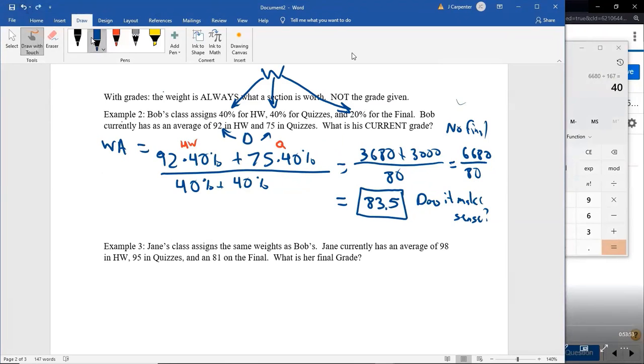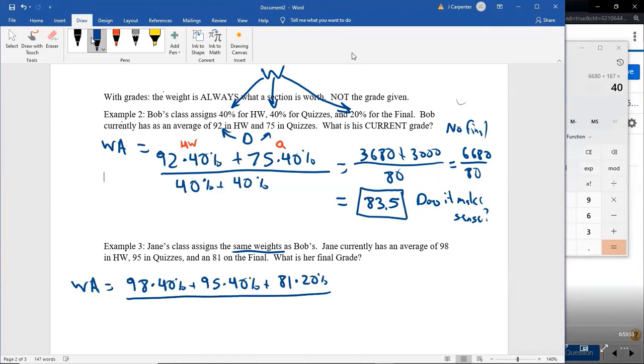All right, so Jane's weighted average. I'm going to go homework, quizzes, and then tests. So her homework was a 98. That was the data, times the weight, which is 40%, plus the quiz grade, which was a 95, times its weight, which was also 40%. We said the weights are the same. And then plus the final exam, which she earned an 81 on, times its weight of 20%.